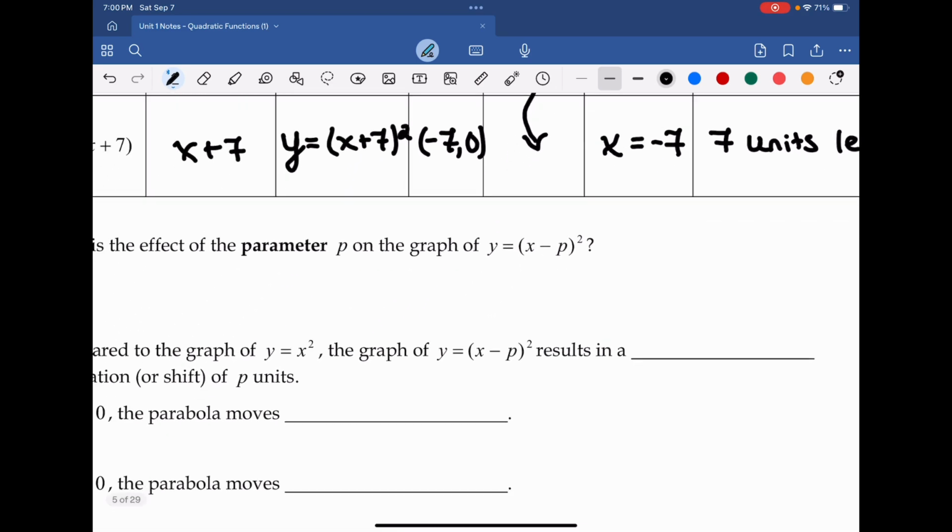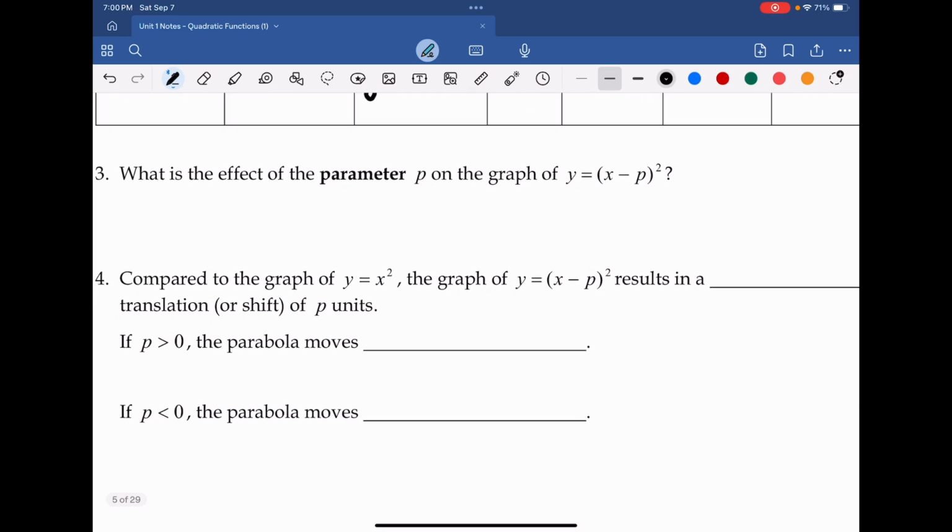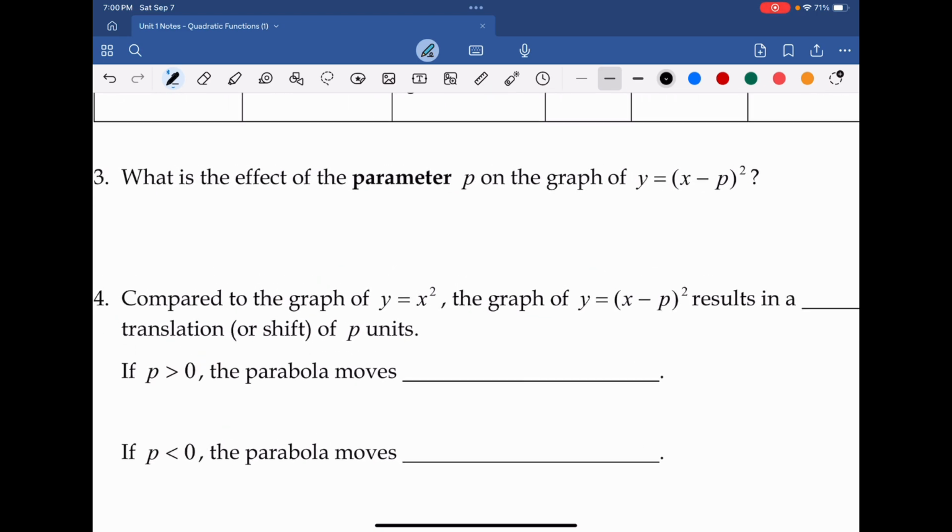Okay, going below, let's summarize this. What is the effect of the parameter p on the overall original equation? Well, it moves the graph left or right, or we could say, just to match our terminology from the previous page, shifts the graph to the left or right.